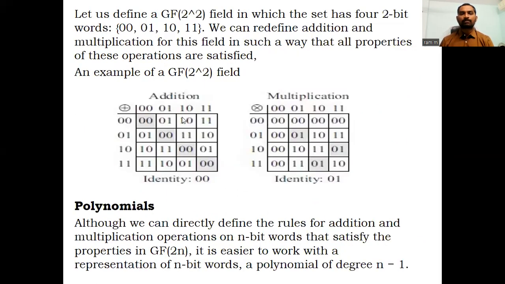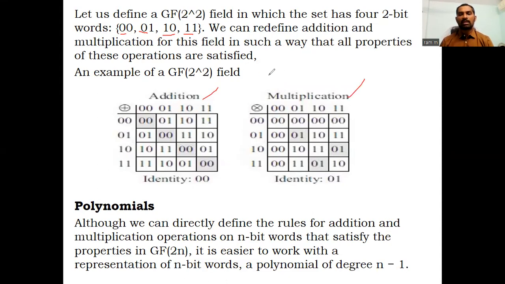So let us define a GF of 2 power 2 field in which the set has 4 2-bit words. If I'm saying 2 power 2, I'll have 2-bit words. So it will be 00, 01, 10 and 11. We can redefine addition and multiplication for this field in such a way that all the properties of the operations are satisfied. That is, it should become a field. So we'll redefine that. This is the addition operation and this is the multiplication operation.